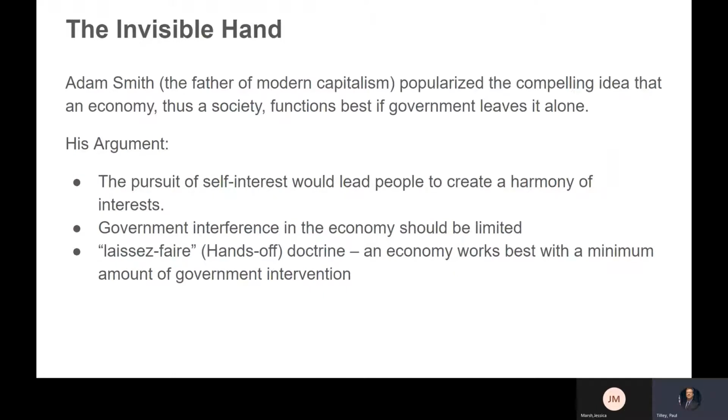We talked about Adam Smith, and how he said capitalism and perfect competition is great because the pursuit of self-interest will lead people to create harmony of interest. Everybody's working hard to make the most money, and it's going to create the most benefit to us, because in a competitive environment only the companies that are really good will survive. Government interference is not necessary because the market will take care of itself. This is the hands-off doctrine, or laissez-faire, which we should be familiar with.